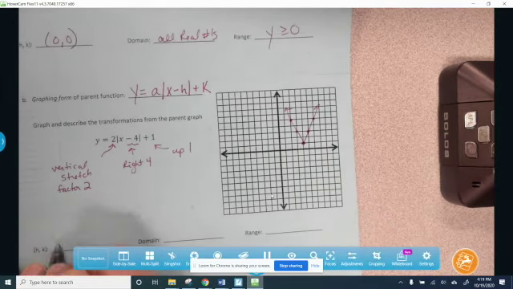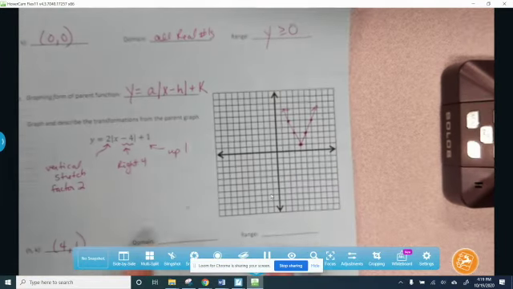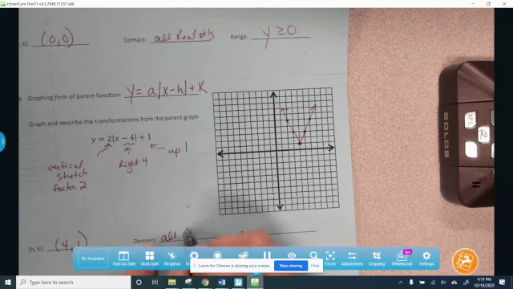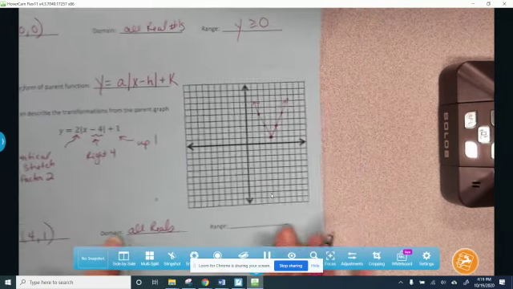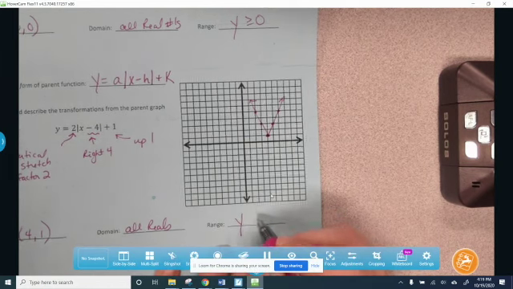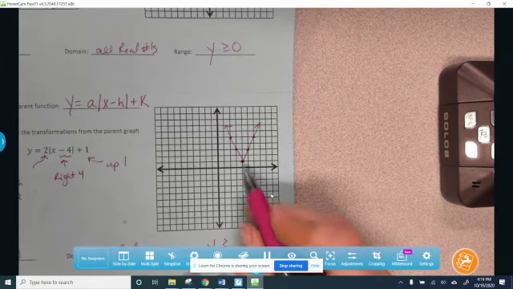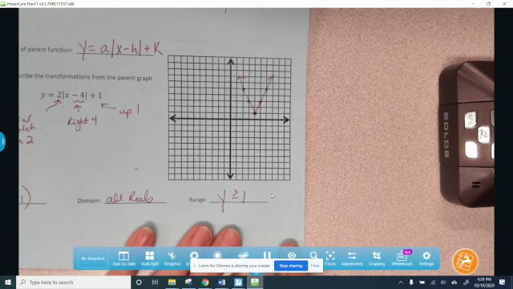So h, k is (4, 1). The domain is still all reals. You can plug in any number for x and get an output, but the range, the outputs, are all above or equal to 1. Okay?